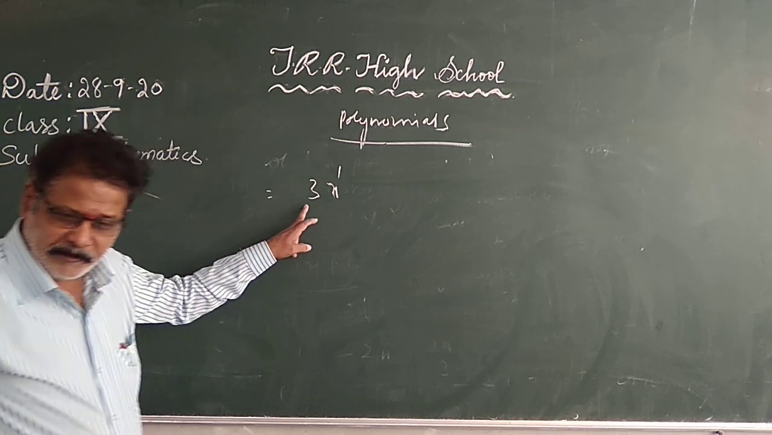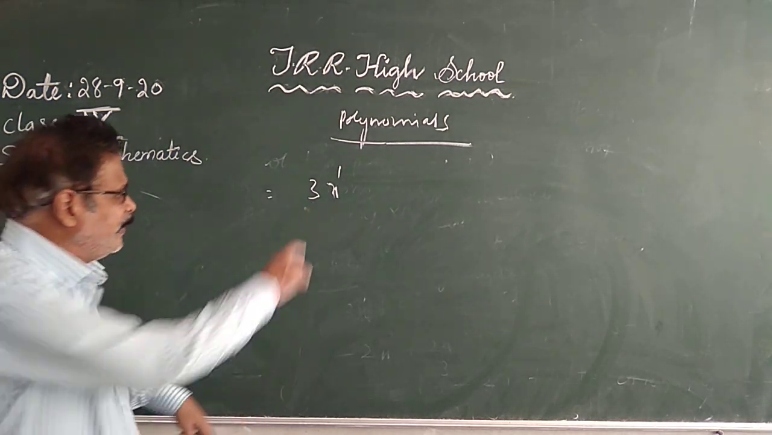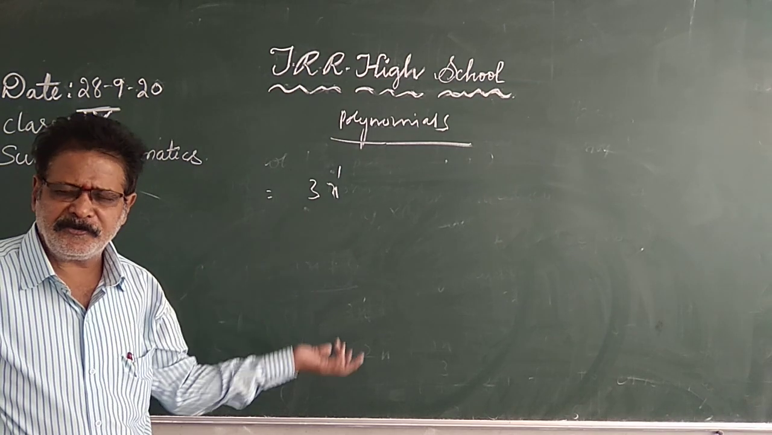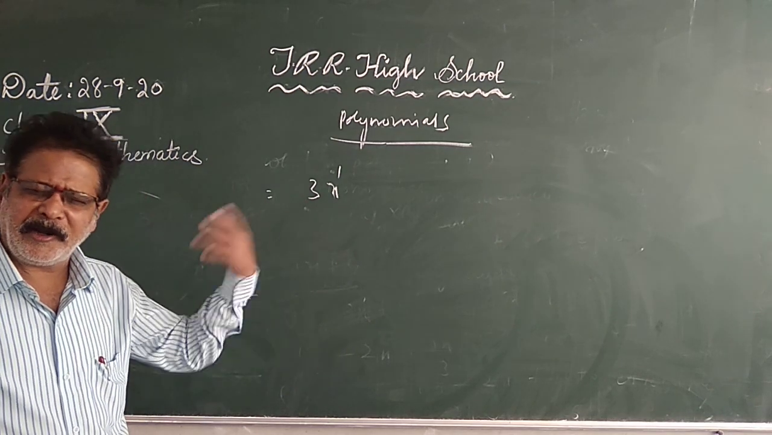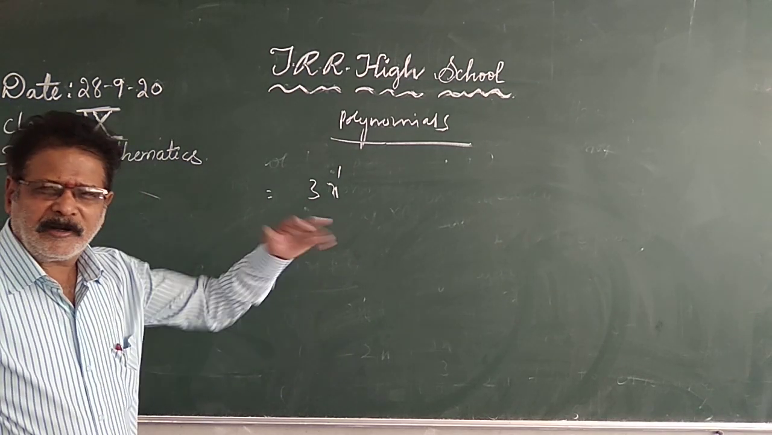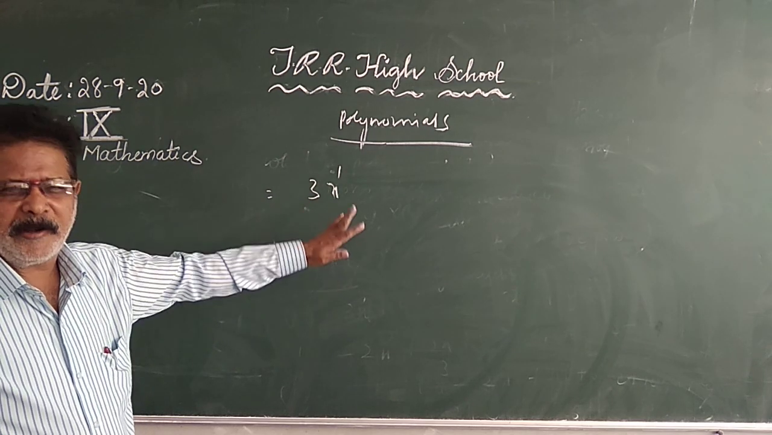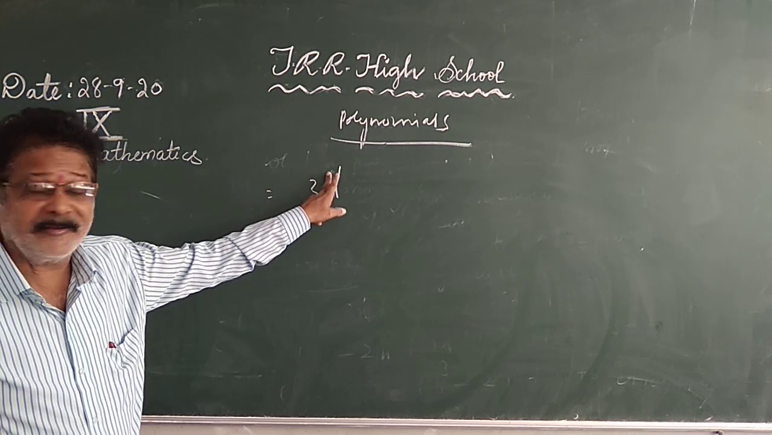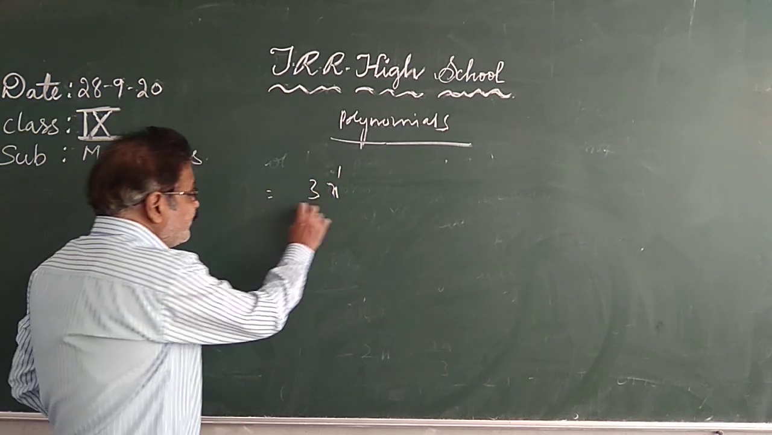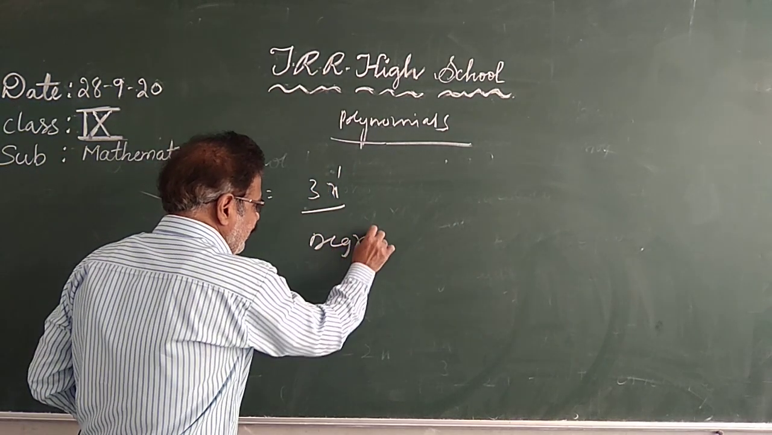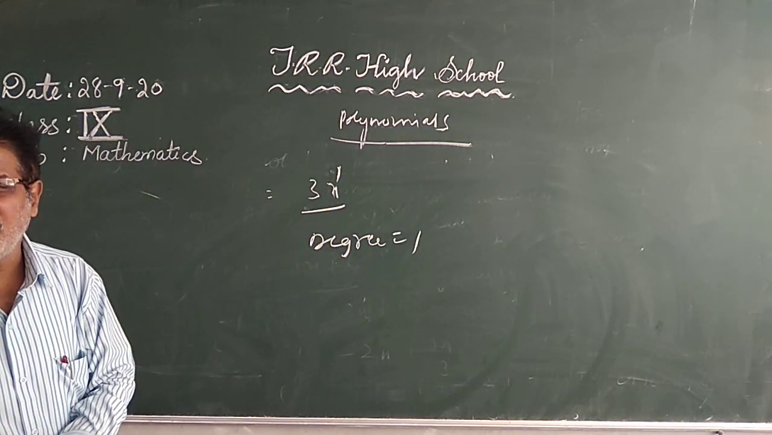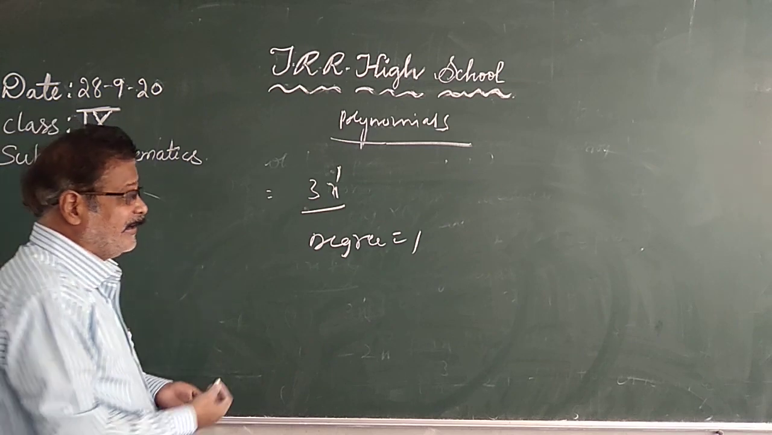Is this monomial a polynomial? Yes, it has a positive power. If it has a positive power, whether it is a monomial or a binomial, we don't consider the number of terms in deciding whether it is a polynomial or not. When it becomes a polynomial, it should have a positive power. This is a positive power. So what is its degree? Degree equal to 1. The highest power, the highest exponent of the algebraic expression, is the degree.